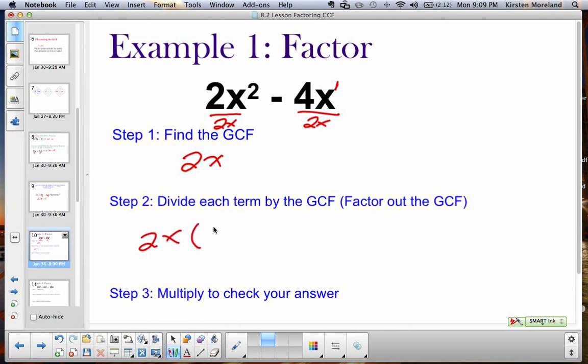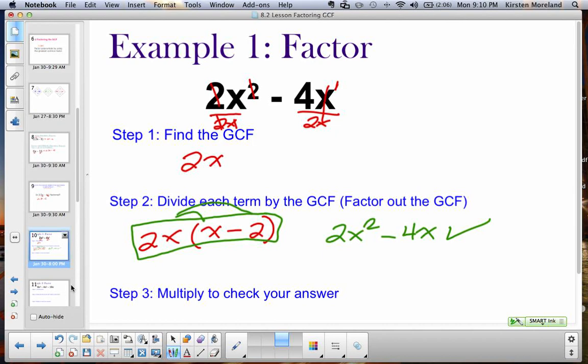So what times 2x has to give me a 2x squared? All I'm left with there is an x because the 2's are gone, and one of the x's is gone. 4 divided by 2, and I'm left with a 2, and the x's cancel. So I end up with 2x times x minus 2 inside parentheses. Last step is to multiply to check your answers. So when I multiply 2x times x, I get 2x squared. And when I multiply 2x times a negative 2, I get negative 4x. That's me checking my answer here, so I factored this correctly.